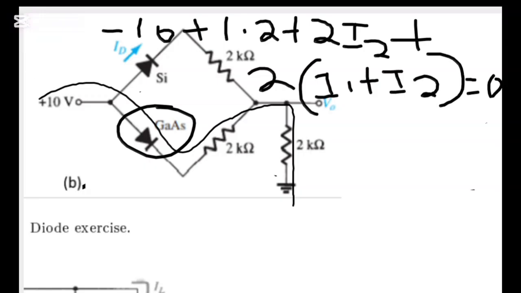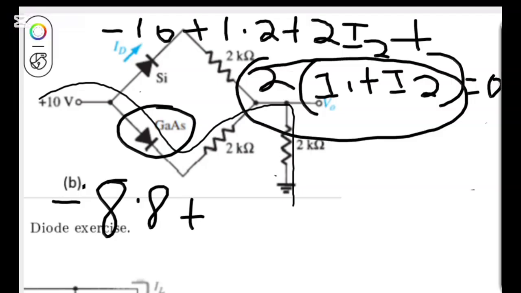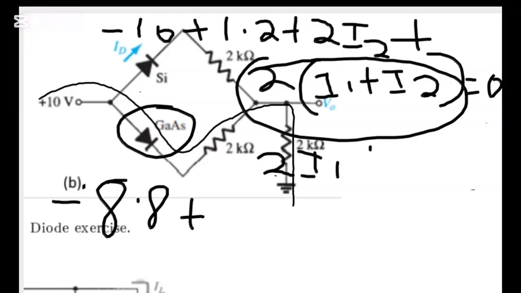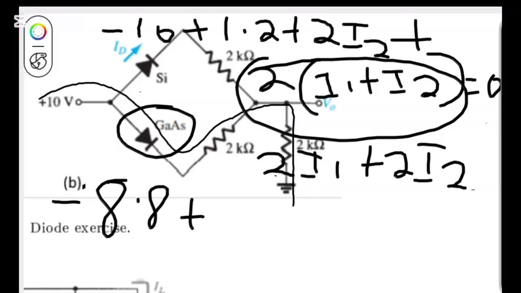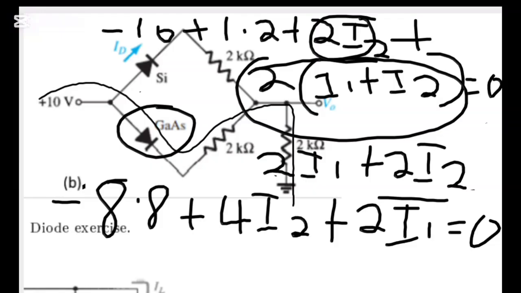So minus 10 plus 1.2, I will get negative 8.8. So if I distribute this bracket, I'll get 2I1 plus 2I2. And don't forget, we have 2I2, so they will sum together, and I will end up with 4I2. So I have to say 4I2 plus 2I1 equals negative 8.8.